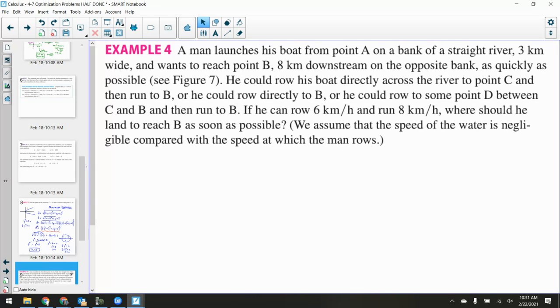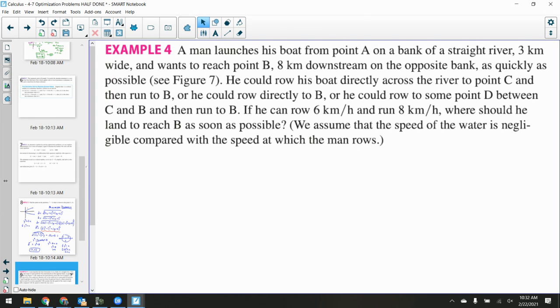Here's the issue, though. He can row 6 kilometers per hour and run 8 kilometers per hour. So he can run and row at different rates. Okay? He can run faster than he can row. So, should he just row straight across, going slow, and then run the rest of the way? Or should he row the whole way there, because it's a shorter length, right? The distance would be less. Or should he find some point in between where he will row, then run?